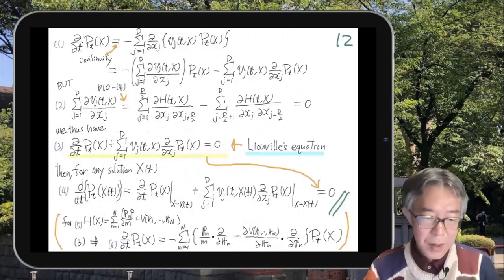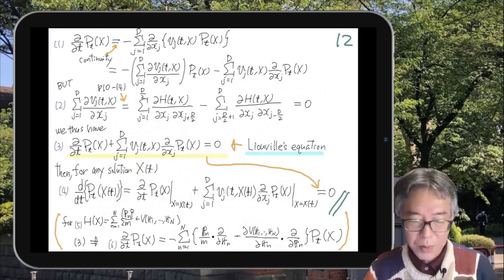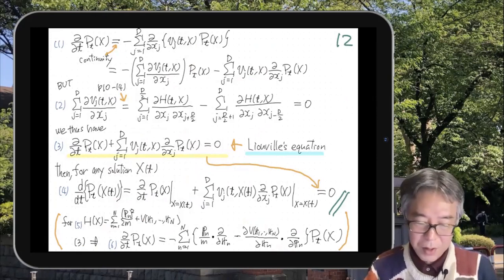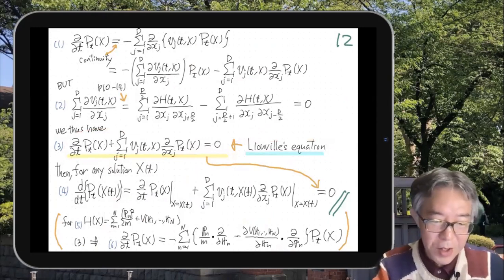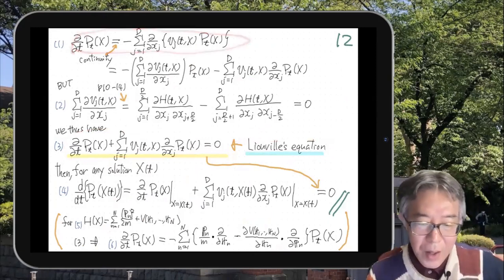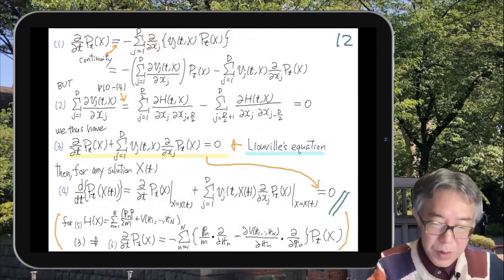Good. Now I can prove, so this is the end of this video. This is a final slide. Now I can prove Liouville's theorem by using Liouville's equation here. Okay. Now this is the continuity equation. And now here, this is a product of two things, and I want to differentiate with this xj.